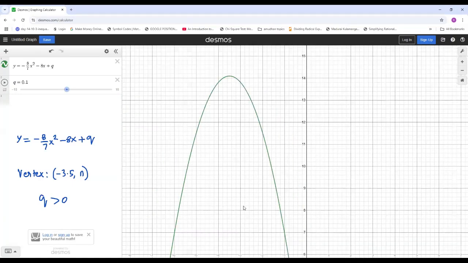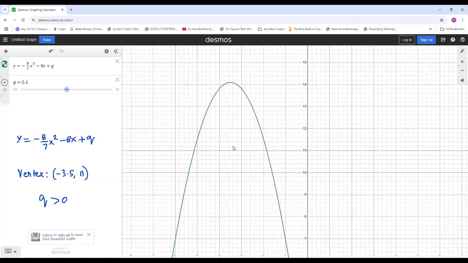Now let's go to the vertex of this parabola. The y coordinate of the vertex, that is the value of n, has to be greater than 12 if the second statement has to be true. For that, let me check this vertex over here. When I click on the vertex, I'm seeing -3.5 comma 14.1. That is when the value of q is 0.1, which is greater than 0. So the value of n, the y coordinate of the vertex, is 14.1, which is greater than 12. So clearly the value of n is greater than 12.